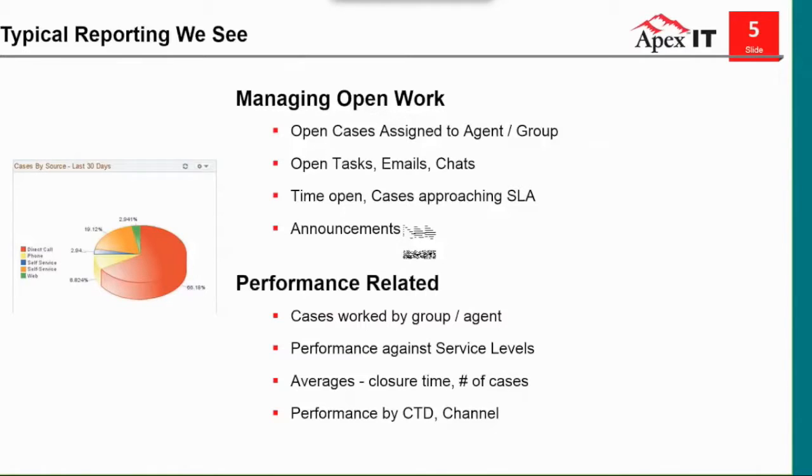And how are we doing, not necessarily by your organization, but also by the types of issues that are coming in? How long does it take us to resolve certain types of cases by CTD or by channel? Maybe it's taking a little bit longer on phone calls than it is with email. So all that information is valuable for helping you manage your business and align resources. Does anybody have any comments on these two and maybe how it's applicable to your organization?